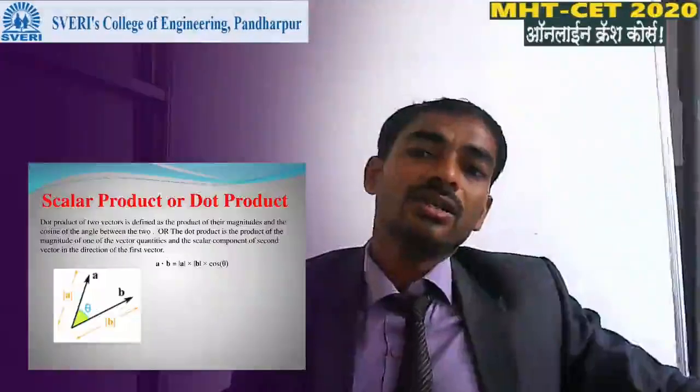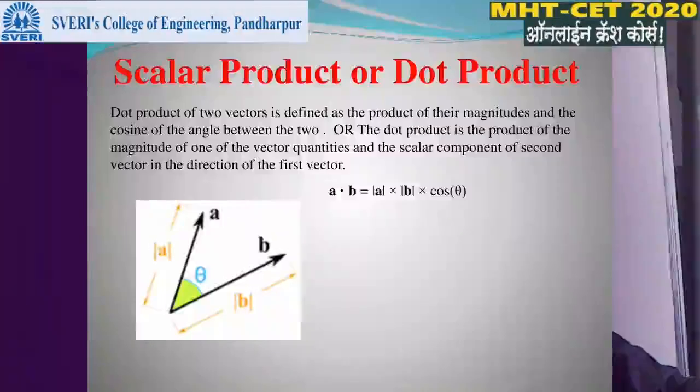Again, there are two products, very important: the scalar product and the vector product. First we discuss the scalar product, which we can also say is the dot product.